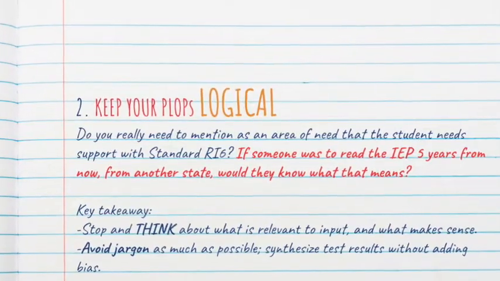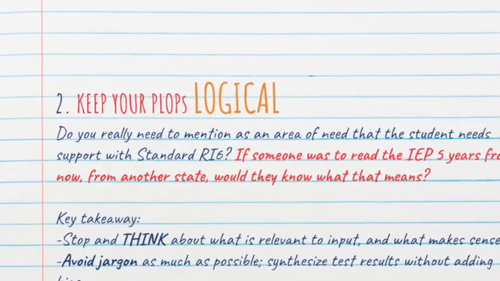Next thing you want to do is keep your present levels of performance logical. Everybody says logical. We know what logic means. But when you're thinking about writing this, educators get in a really bad habit of using a lot of jargon and words that, if you're not in education, you would have no idea what it means. So when you are writing your present levels, keep them logical.